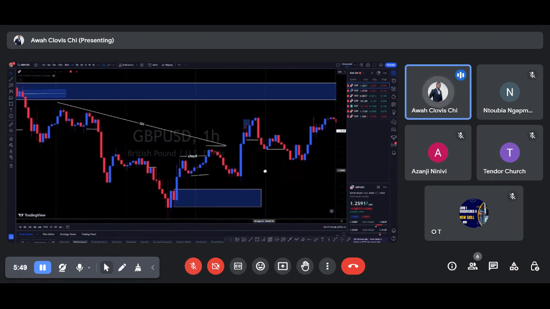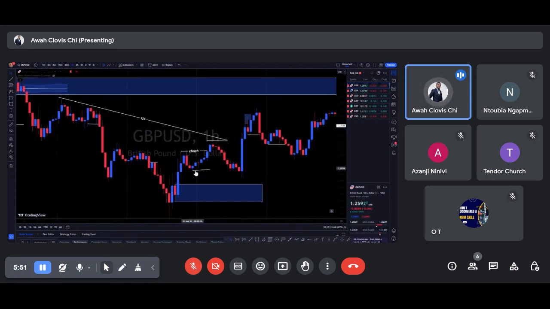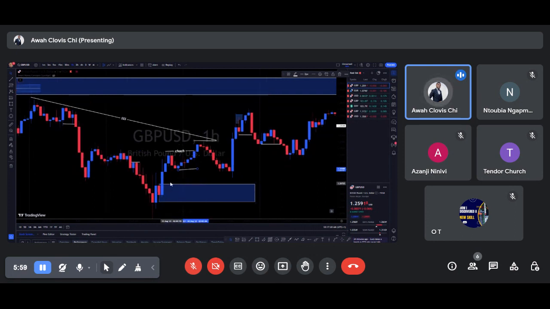So now where is the internal range liquidity? The internal range liquidity is this one below. So if the market has to come back up, it will need to clear the liquidity below before going above. Now, this is the order block, and then we have a fair value gap above the order block. So where is our fair value gap? Here is our fair value gap.